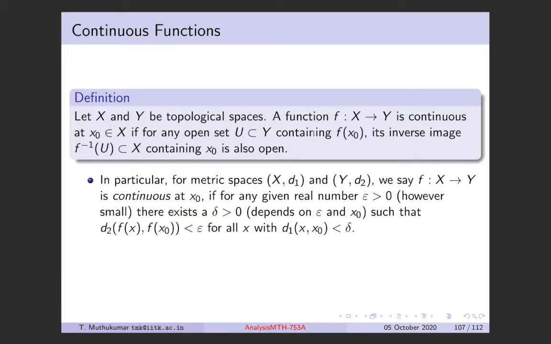In particular, if X and Y are metric spaces with the respective metrics d1 and d2, then f from X to Y is continuous at x naught if for any given real number epsilon there is a delta such that the d2 metric, that is in the Y space, the distance between f(x) and f(x naught) is less than epsilon for all x at distance less than delta from x naught.